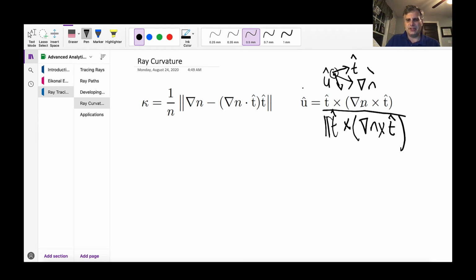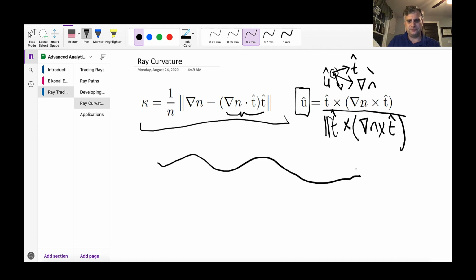Once we've established the direction of the curvature of our ray, then I can calculate kappa by taking the gradient of n, subtracting off the component that projects in the t hat direction, and then normalizing that magnitude by 1 over the index of refraction. Very elegant way to trace rays. So this allows you to set up an algorithm that can march your analytical ray through a very complicated medium.